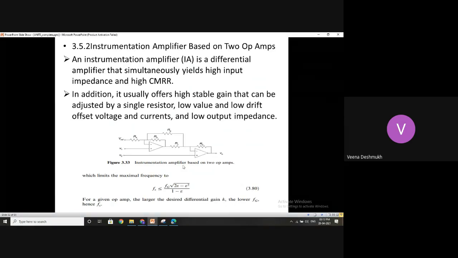So here the instrumentation amplifier based on two op-amps is shown. Now how exactly, what is the configuration, you can check here. So the basic idea of all these instrumentation amplifiers is to give difference inputs. Now difference input means two inputs are given here, and the output that is generated is the difference of these two signals getting amplified by the gain of the op-amp.